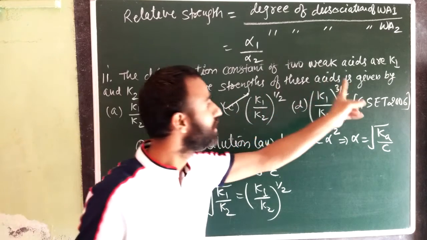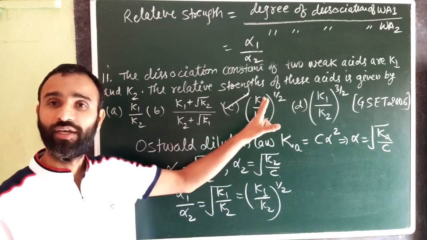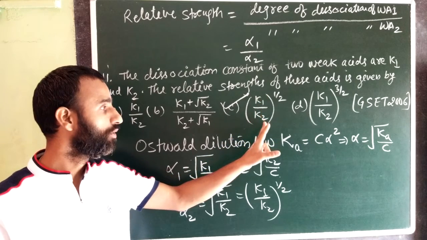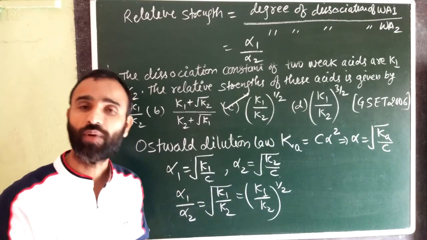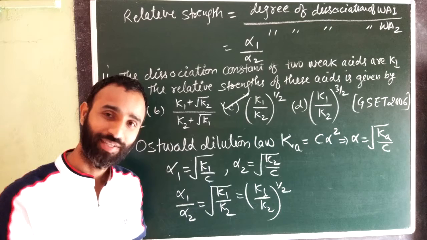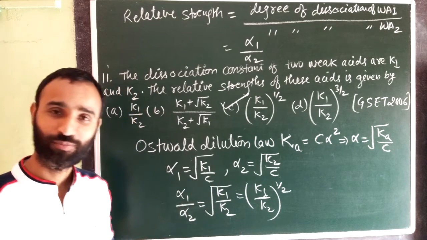Relative strengths of these acids is given by the ratio of K1 to K2 raised to power 1 by 2. Then just note down.